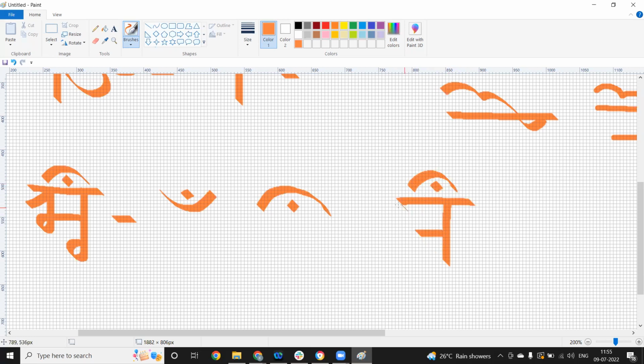Just make sure that it is not covering the entire Shirorekha. It's a little shorter, and there is enough Shirorekha from the left and right side. And it doesn't join the Shirorekha. There's some gap.